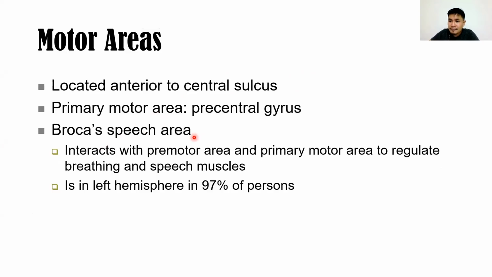So Broca's speech area interacts with premotor areas and primary motor area to regulate breathing and speech muscles. Speech muscles, that's why you can talk. You can speak. Because of Broca's area, you can speak. It is located in the left hemisphere in 97% of persons, Broca's speech area. Okay. Motor only. Action.